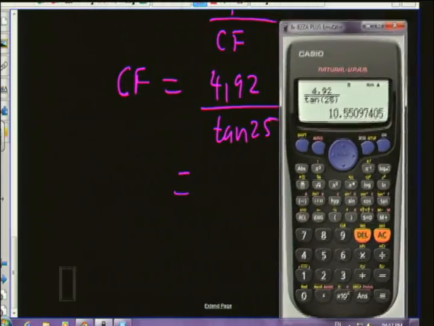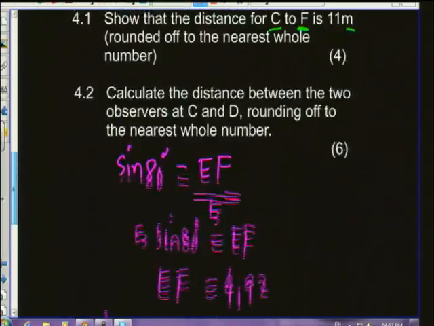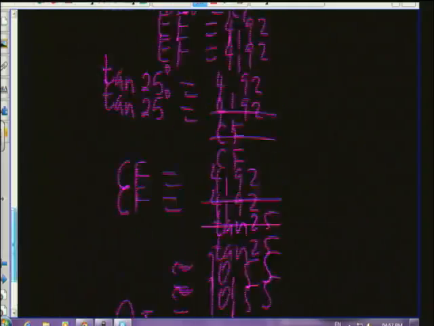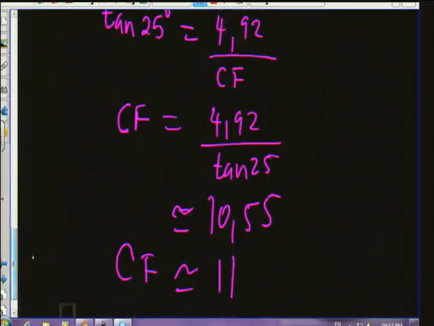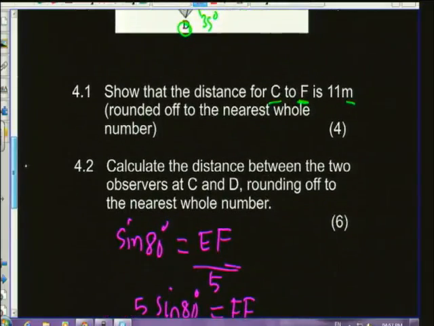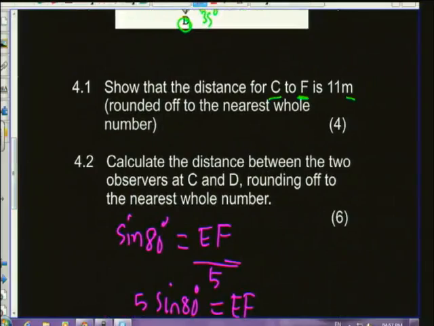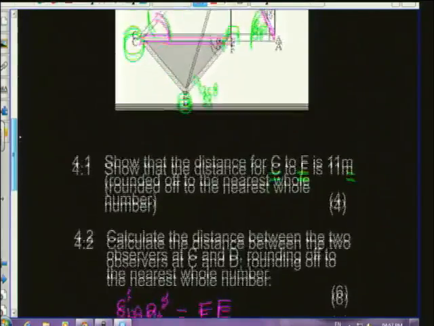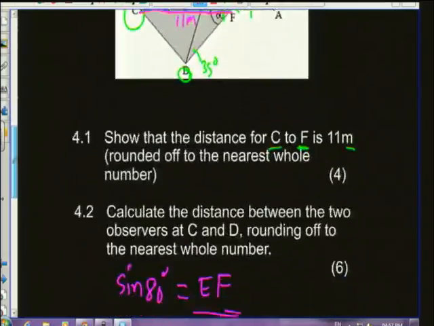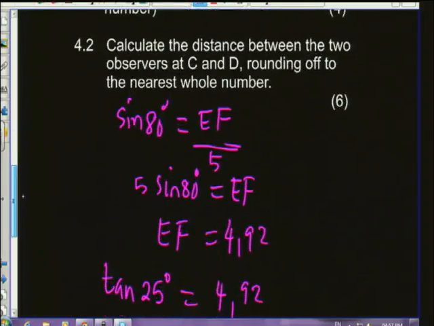10.55. And now we go back, 10.55 to the nearest whole number. So this is approximately 10.55. So rounding off to the nearest whole number, this is approximately 11, and it's in meters. So it's 11 meters. So you have proved that CF, the distance CF, is roughly 11. Okay. So we now have 11 there. Okay, we move on.